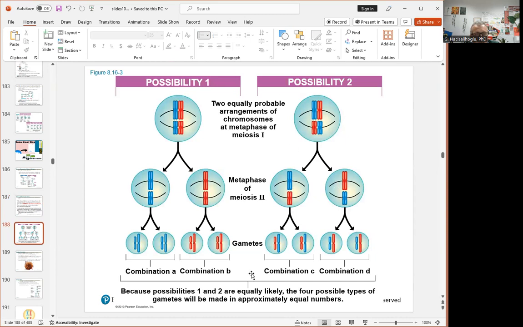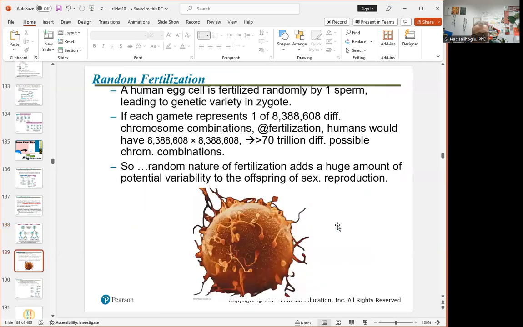So you can see here what really happens is the second picture. It doesn't go blue, red, but it's really mixed up in the daughter cells. Okay, it's like red, blue. So it's all mixed up.